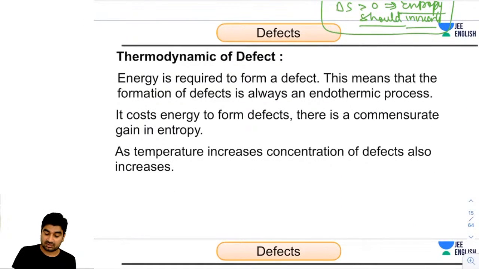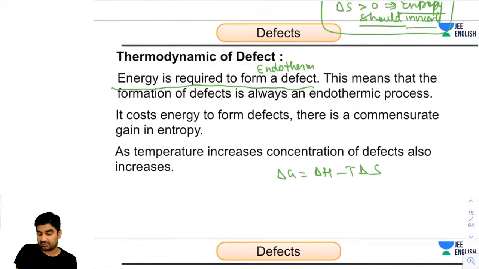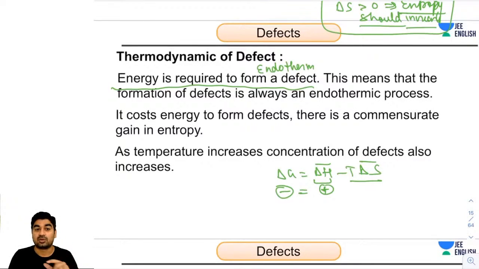First of all, energy is required to form a defect. It means defect creation is an endothermic process. Note it down. So if delta G is equal to delta H minus T delta S, and this is endothermic and you want to create the defect, then there are two factors. One is the enthalpy factor, another is the entropy factor. Because delta H is positive, I can say the enthalpy factor is not favoring, but still defects are being created. It means the entropy factor has to favor it. So I can say creation of defect is an entropy driven process.